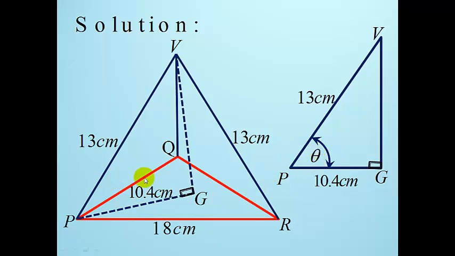Now, we consider the triangle VPG. The distance from V to P is 13 centimeters. The distance from P to G from the question is 10.4 centimeters. And we are calculating for the angle theta. Now let's look at the two sides given. We know the adjacent side and we also know the hypotenuse side. That means we use the ratio cos. Now let's proceed.